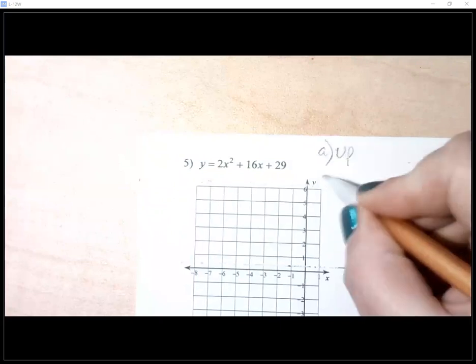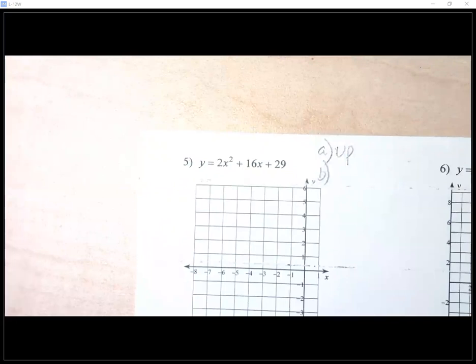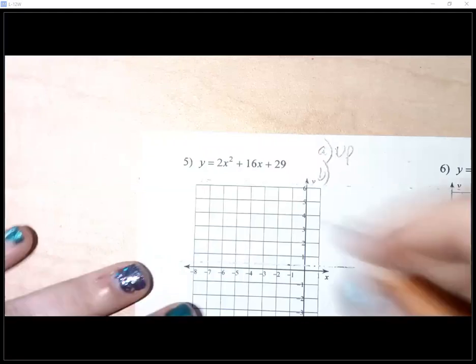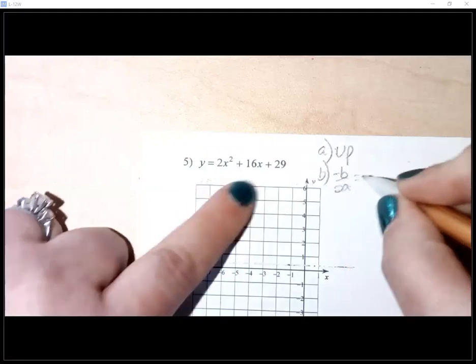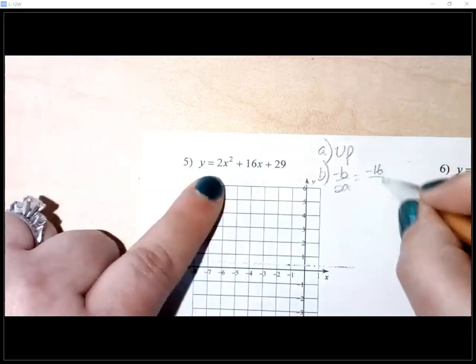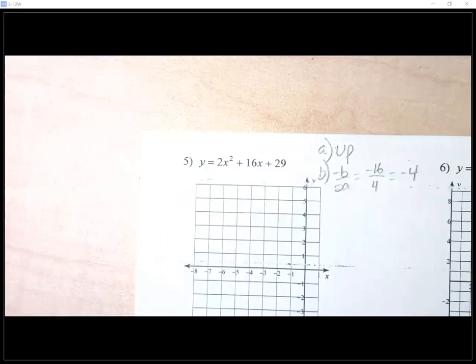For B, you have to find the vertex. How do you find the vertex again? Negative B over 2A. Yes, negative B over 2A. So that's going to get me negative 16 over 4, which is negative 4. Now that's not the vertex though. That's half of the vertex.